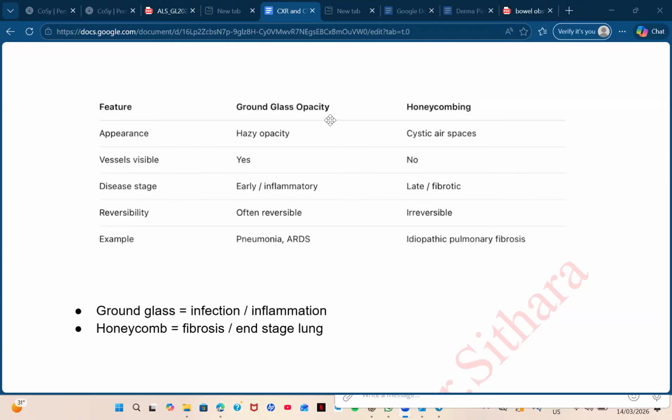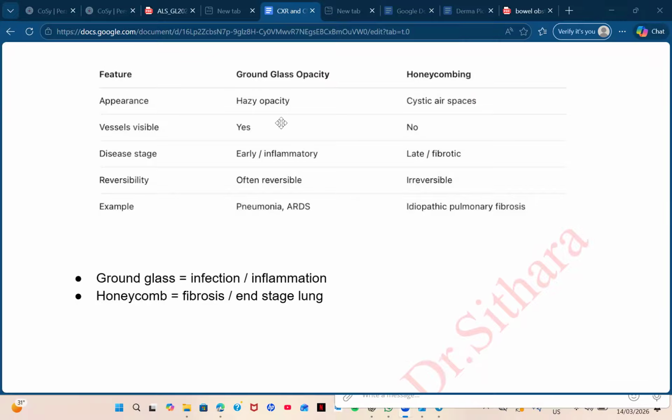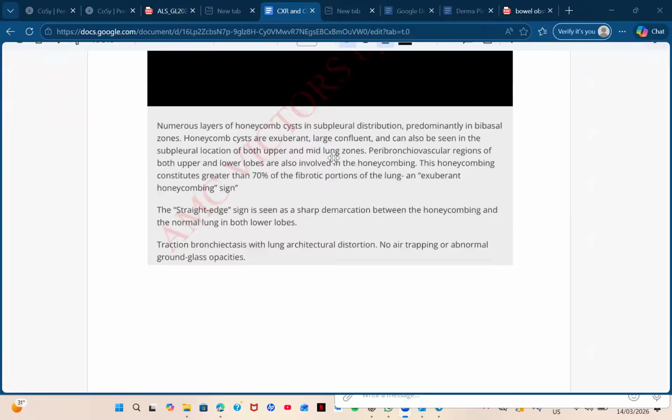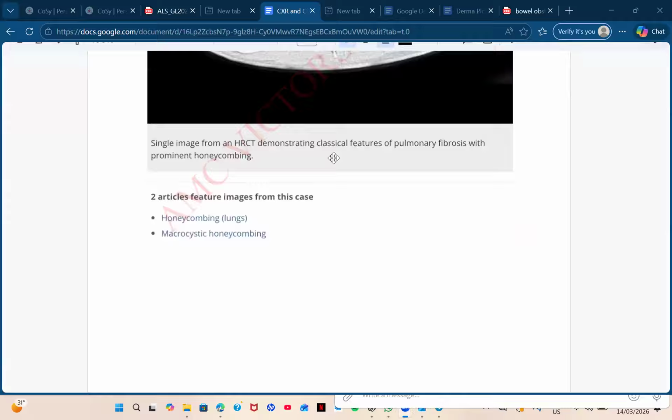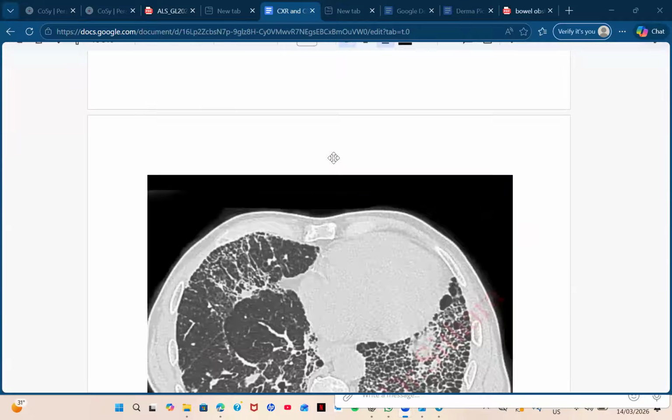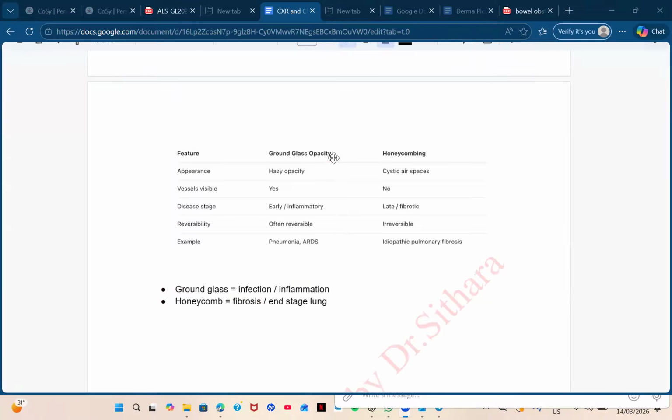I'm just discussing CT, okay? Not chest X-ray. Reversibility: ground glass is often reversible. We can see ground glass opacity in pneumonia, RDS. So what are the other examples, doctors? Usually from infection or inflammation, we can see these ground glass opacities.